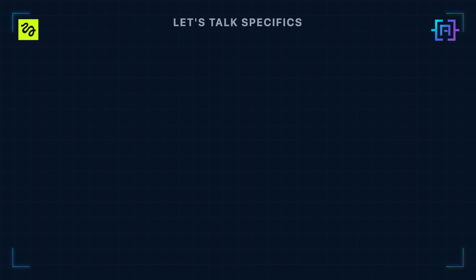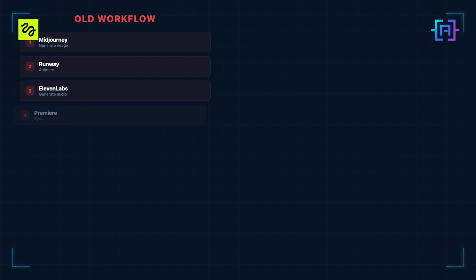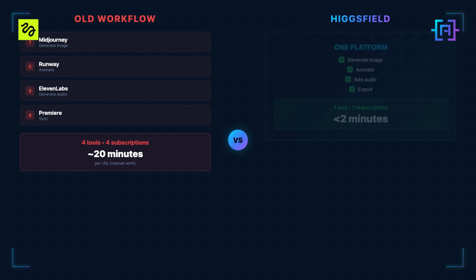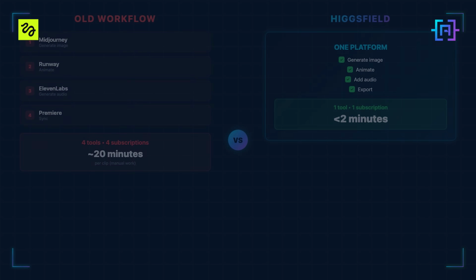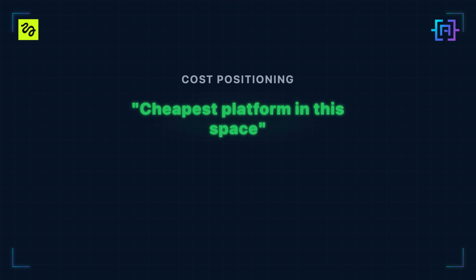Let's talk specifics. Rendering a 5-second Kling 2.6 clip with audio takes about 45 seconds on standard settings, and a 4K upscale on Nano Banana Pro takes under 30 seconds. Compare that to my old workflow. Generate image in Midjourney, animate in Runway, generate audio in ElevenLabs, sync in Premiere. That's 4 tools, 4 subscriptions, and about 20 minutes of manual work per clip.